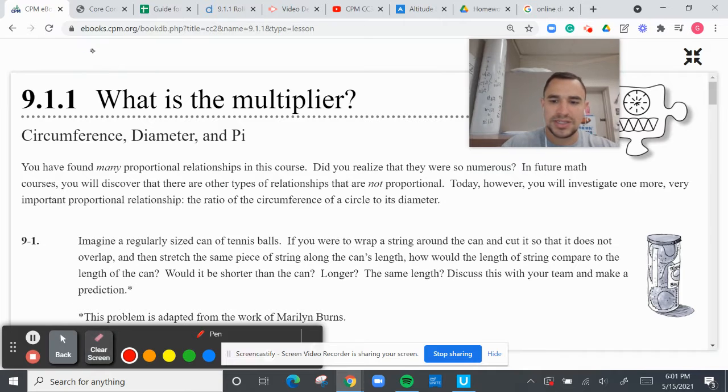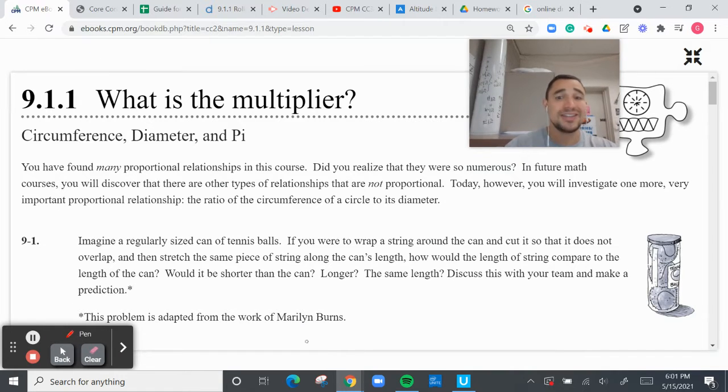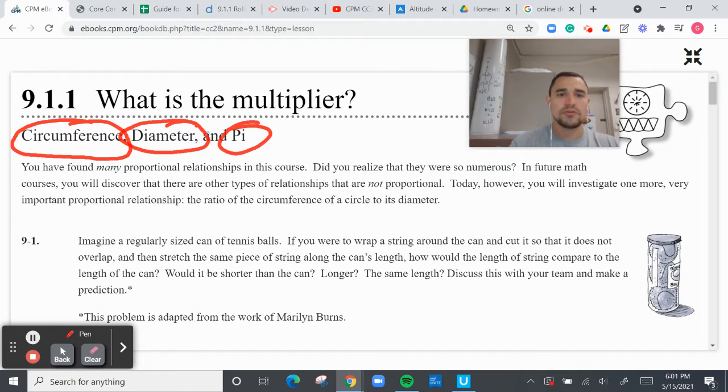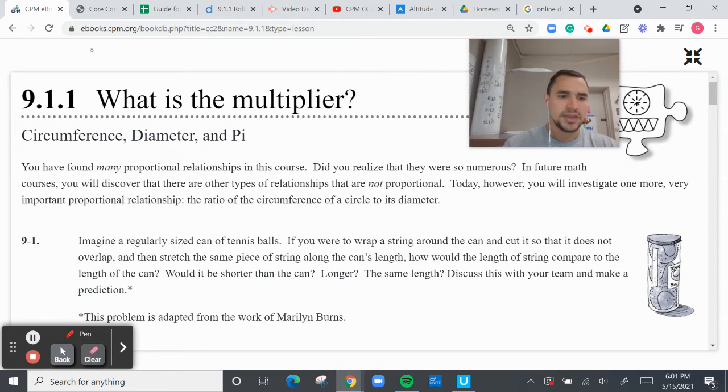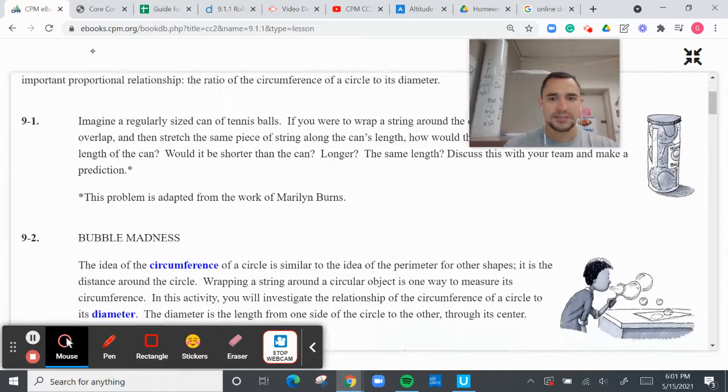So what we're going to do today is get started. Now, this is going to be really difficult to do with distance learning, but I'm just going to do my very best. I want to go over a few things. We're going to go over circumference, diameter, and pi in terms of a circle.